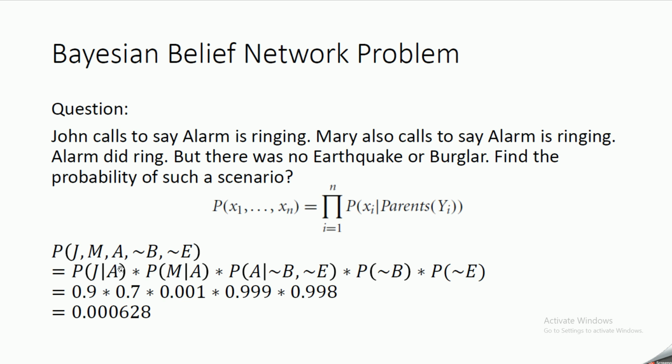So in this case, what is going to be the scenario? John called when the alarm rang. So it is the probability of John calling when the alarm rang, multiplied by Mary calling when the alarm rang, multiplied by the alarm ringing but neither earthquake nor burglary happening. This is negation of B and negation of E because both events didn't occur.